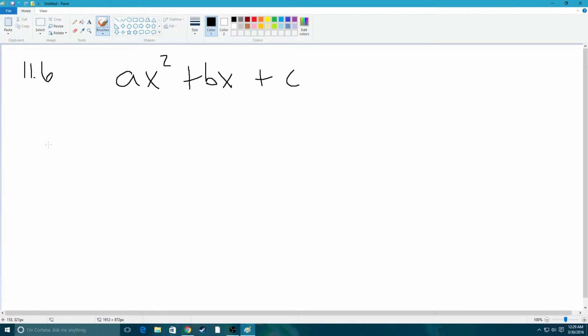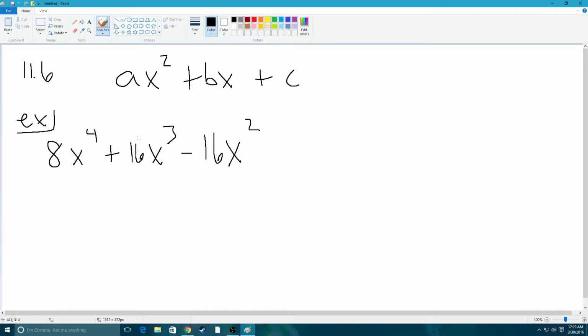Okay. So let's say we got something along the lines of 8x to the 4th power plus 16x to the 3rd minus 16x squared. So here's our example problem, and what we want to do is factor this thing. Okay, so we have to do this in steps.